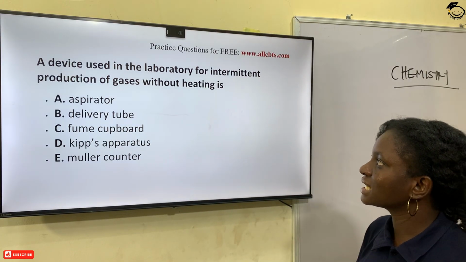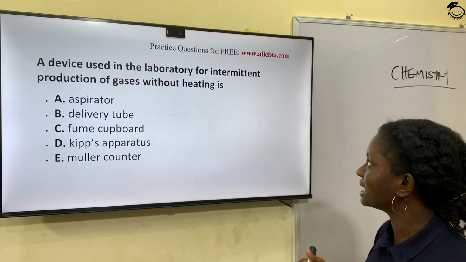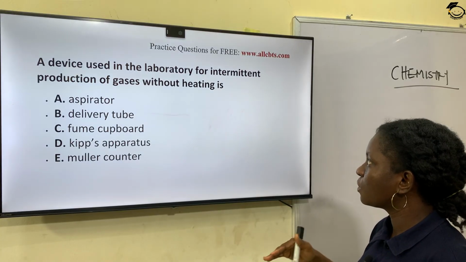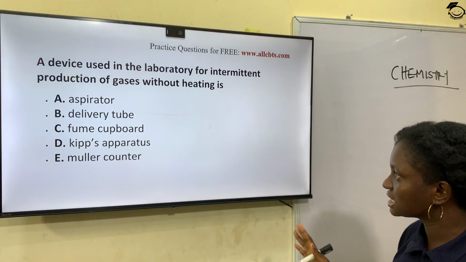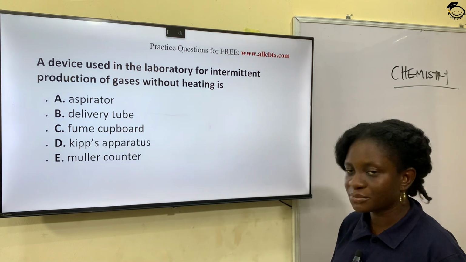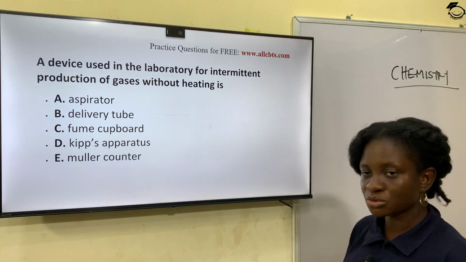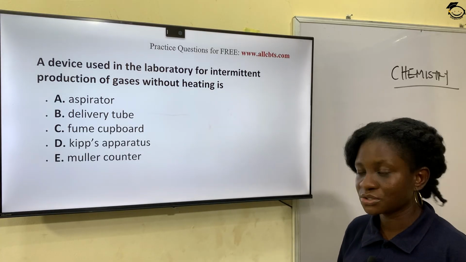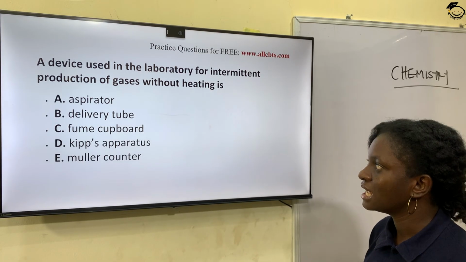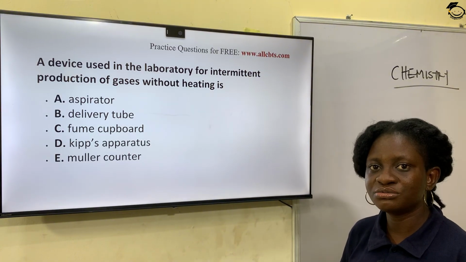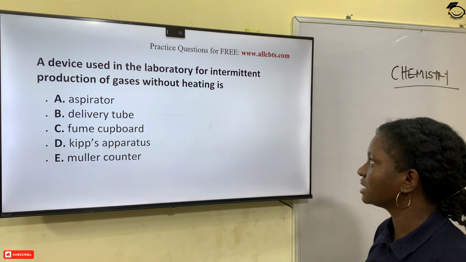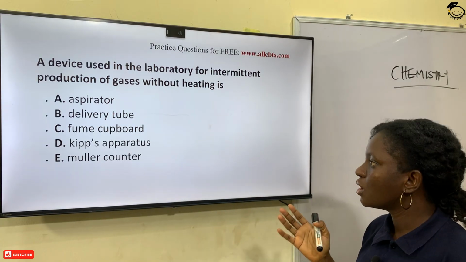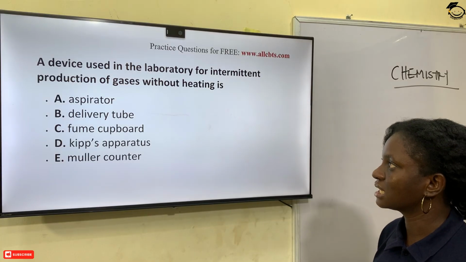Next question. A device used in the laboratory for intermittent production of gases without heating, and heating is not involved. A. Aspirator, B. Delivery tube, C. Film cupboard, D. Kipp's apparatus, E. Molar counter. The device that does not really need heat in the production of gas is known as Kipp's apparatus. Option D is the correct answer.